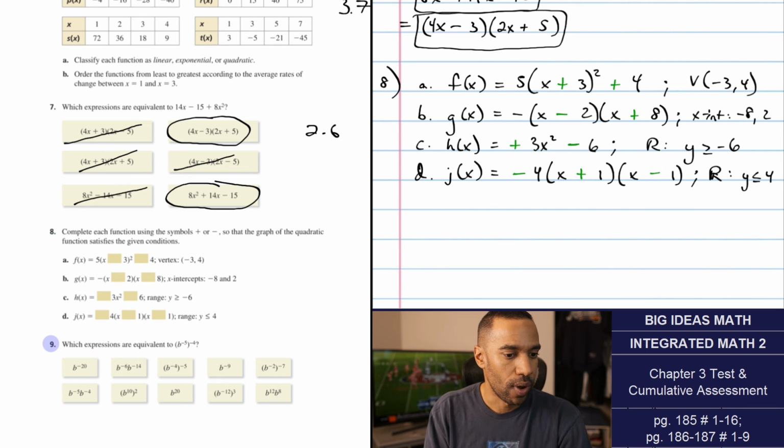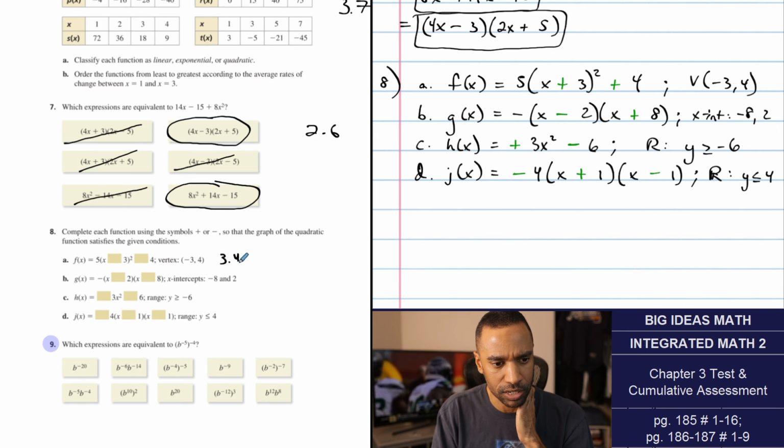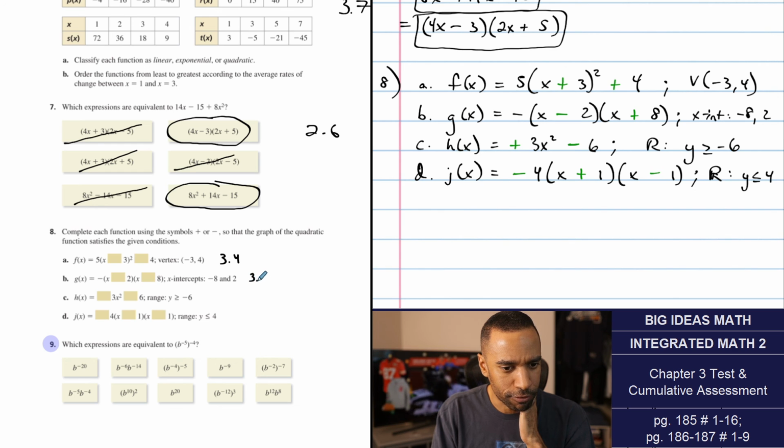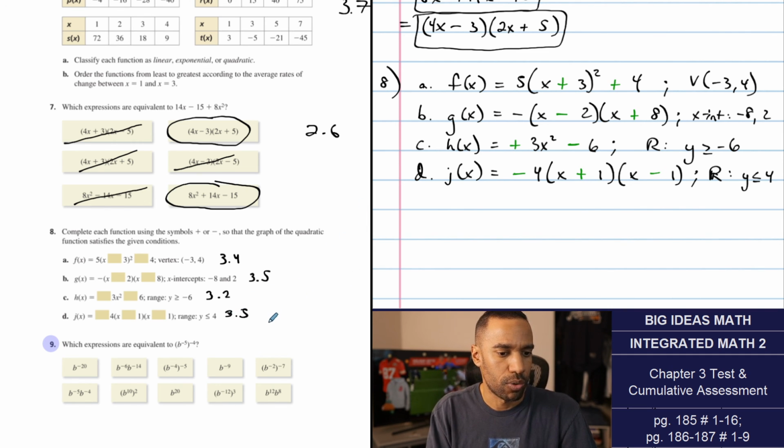Last question, number 9. Before I hit those, let me just write what these things would have been out of. Let's try and be specific. This would have been out of 3.4, which has the vertex form. This would have been 3.5. This would have been 3.2. And this also should have probably been 3.5, all depending on what you're trying to do with it, just because it's in intercept form. All right, number 9, which expressions are equivalent to b to the -5th to the -4th power? This was properties of exponents. This is 1.4. So, last question, number 9.